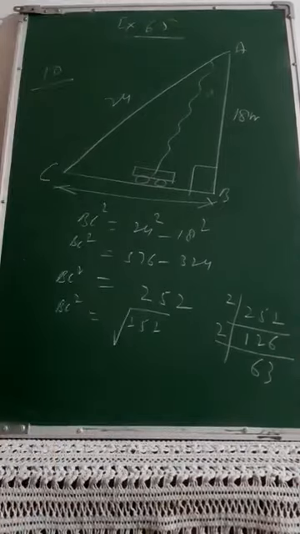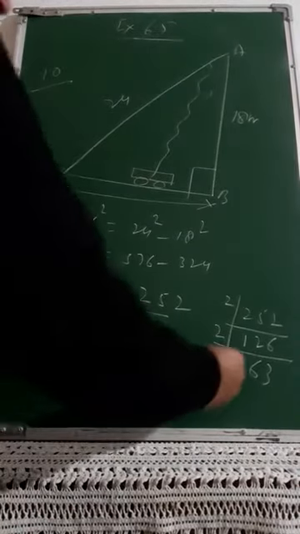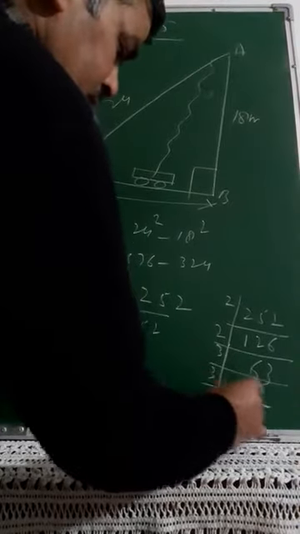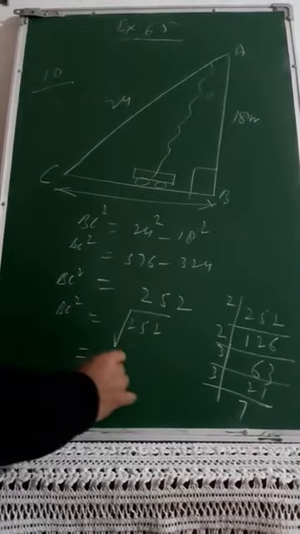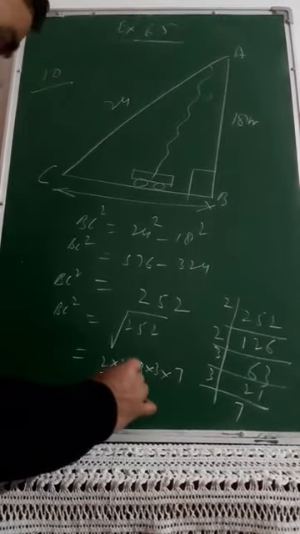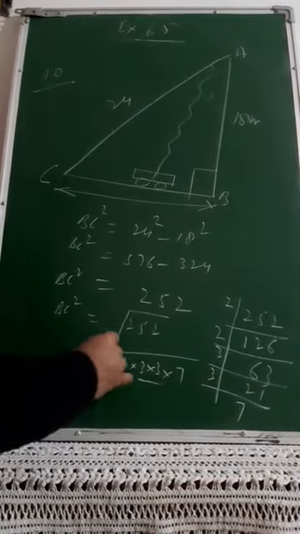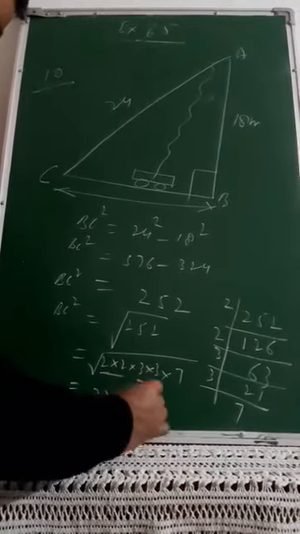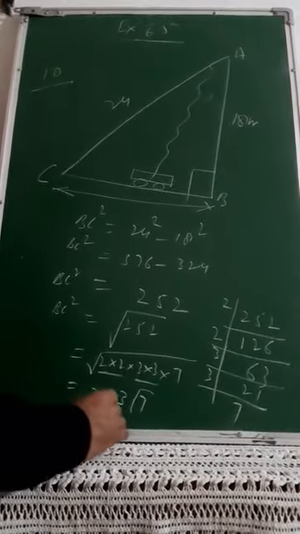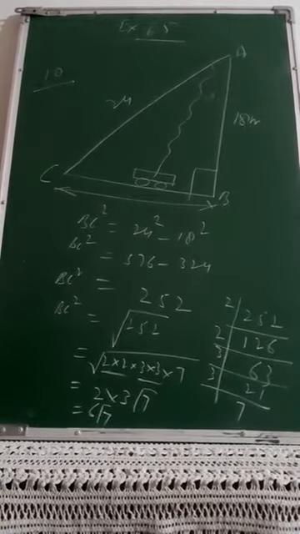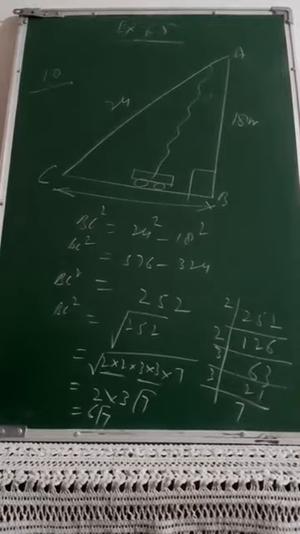So this becomes somewhere like 2 into 2 into 3 into 3 into 7. So this is a perfect square, this is a perfect square. So 1 2 for this, 1 3 for this, and root 7. So you can leave your answer something like this, 6 root 7. I hope that is clear to all of you.